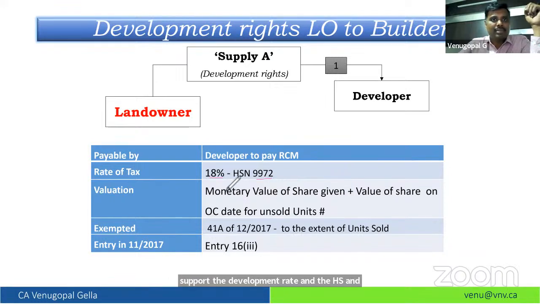Now the question comes, what is the value? So here the value for taxation is whatever is the monetary value of the share that has been given by the builder to the landowner, for the units sold till the date of OC.